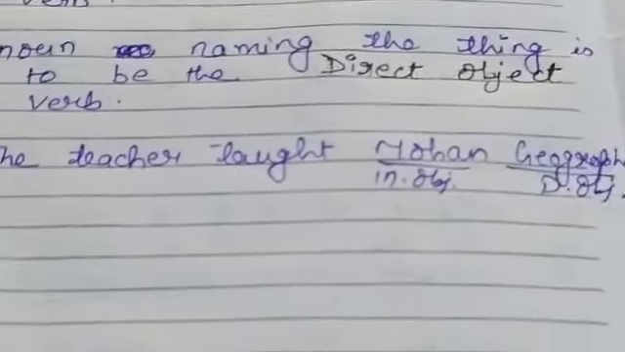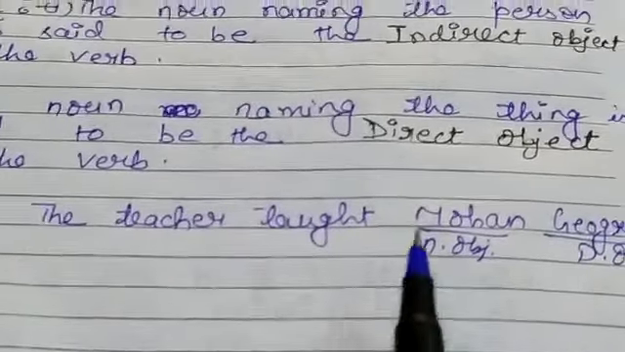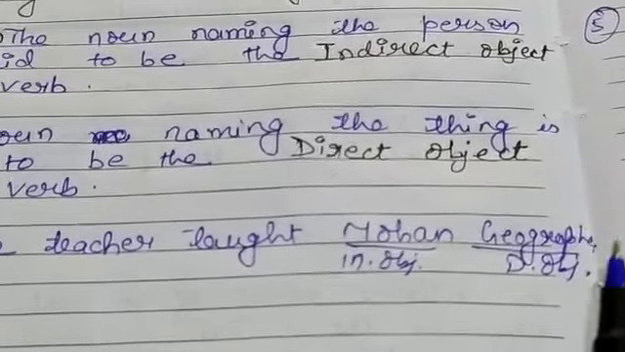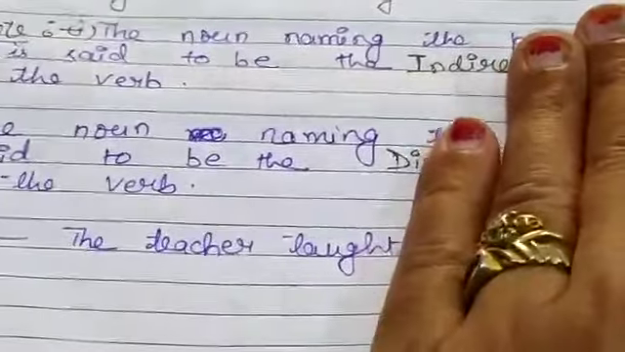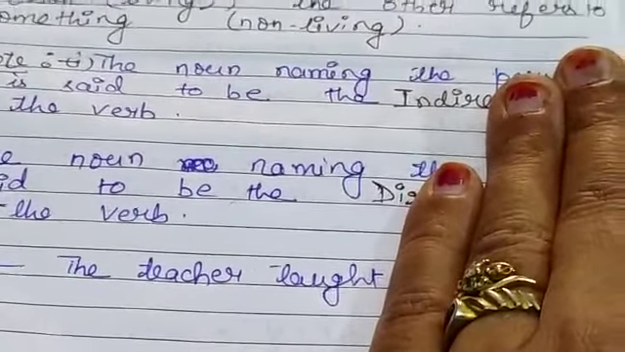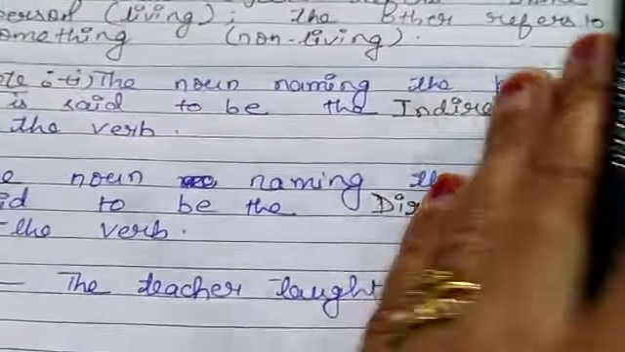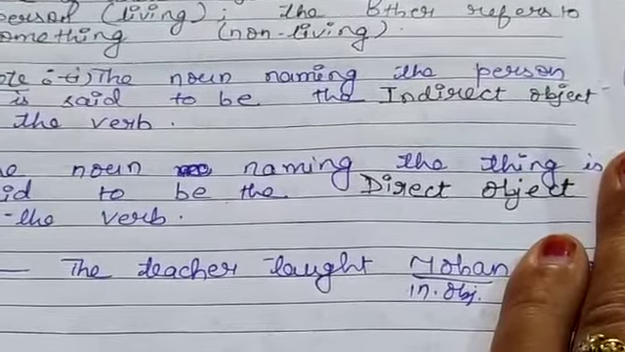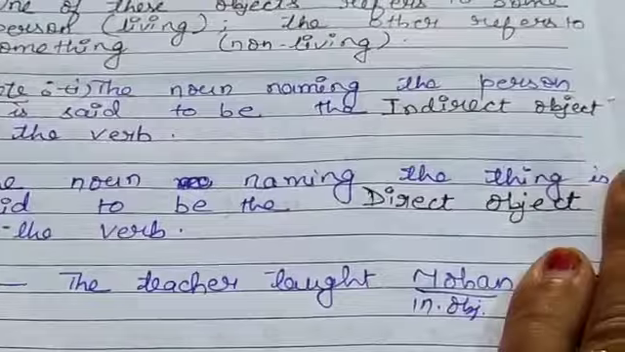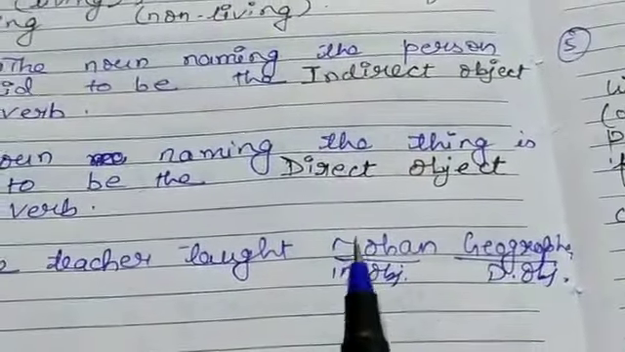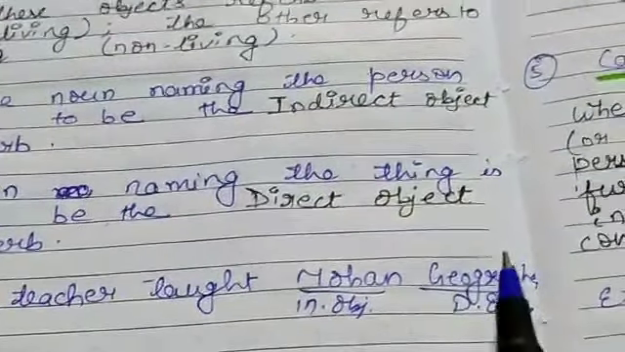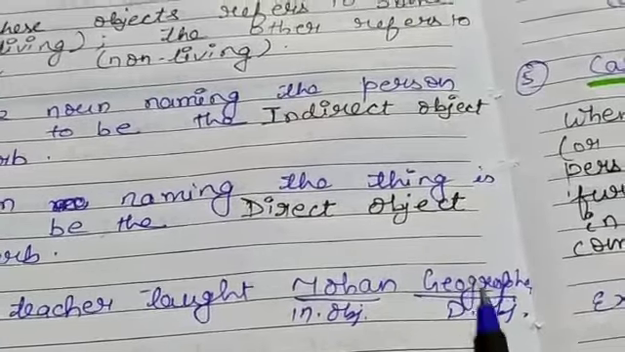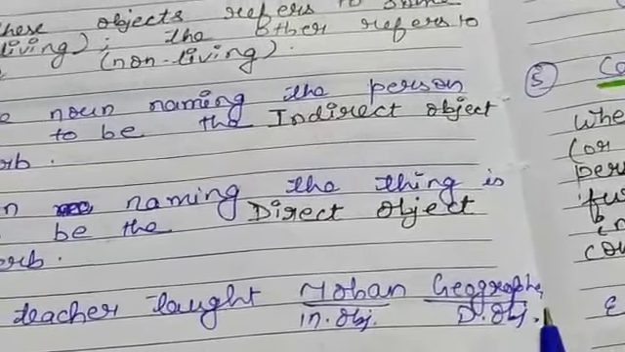One example I will show you. The teacher taught Mohan geography. Now again put question. What did the teacher teach? Geography. Whom did the teacher teach geography? Mohan. So Mohan is living thing, so it is indirect object. Geography is a lesson, non-living thing, so it is a direct object. Understood? This one is clear.